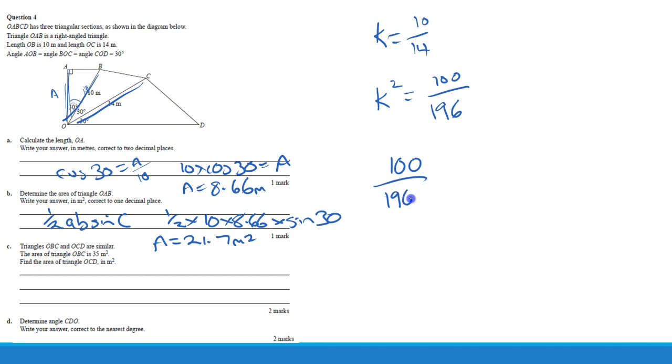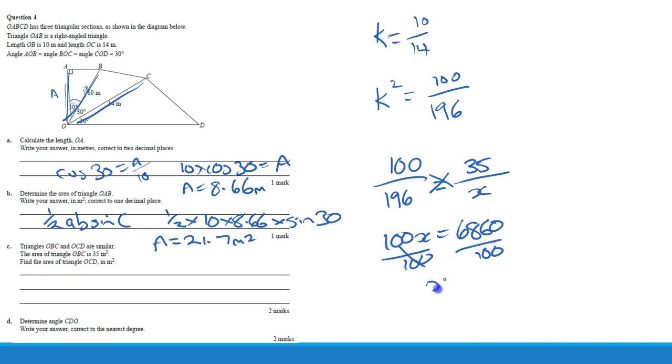So 100 over 196 equals 35 is the area of the small one, and 10 was from the small triangle. I must put the area of the small one in the numerator. Cross multiply. 100x equals 6860. Divide by 100 both sides. X equals 68.6 meters squared.